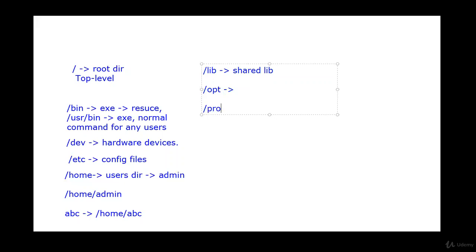Another important directory is /proc. /proc is a virtual file system. Why do we call it a virtual file system? Because once you turn off the system, /proc no longer exists. It is flushed and automatically deleted. When you turn on the system, it is automatically created. So it contains the system information.